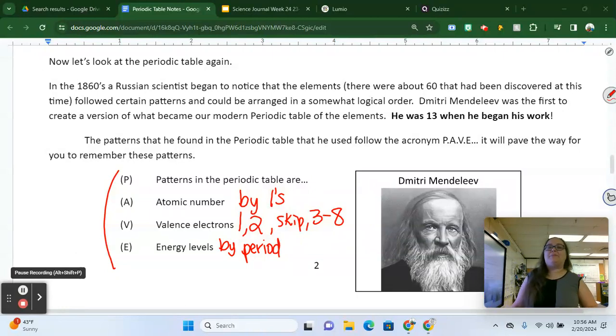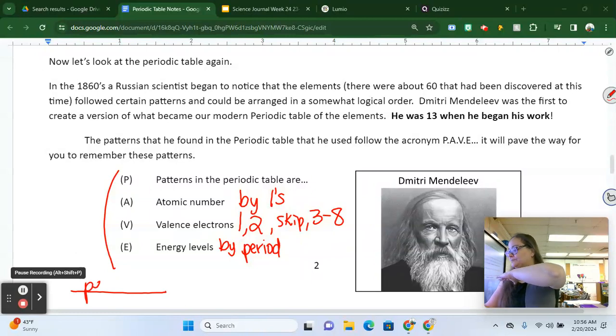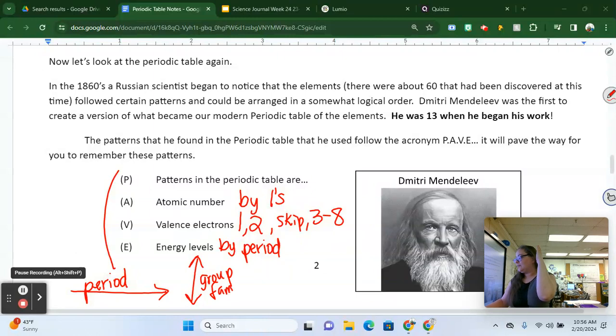What do I mean by period? Well, period is horizontal. Group or family are vertical. Yes, I would write that down if I were you. All right, pause it if you need to.